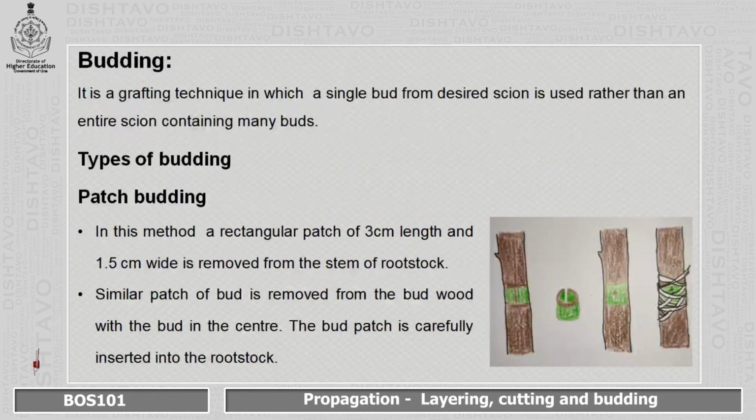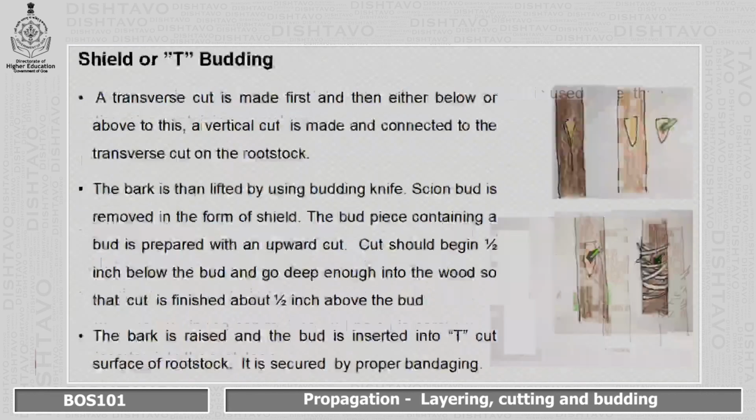Next is budding. Budding is also a grafting technique in which a single bud from the desired scion is used rather than an entire scion containing many buds. Types of budding. First one is patch budding. In this method, a rectangular patch of 3 cm length and 1.5 cm wide is removed from the stem of the rootstock. A similar patch of bud is removed from the budwood with the bud in the center. The bud patch is carefully inserted into the rootstock.